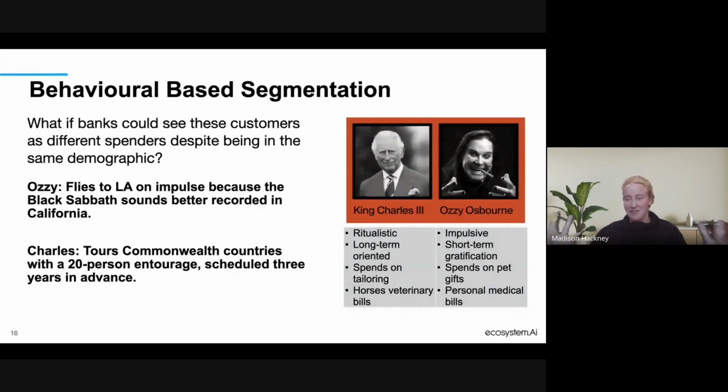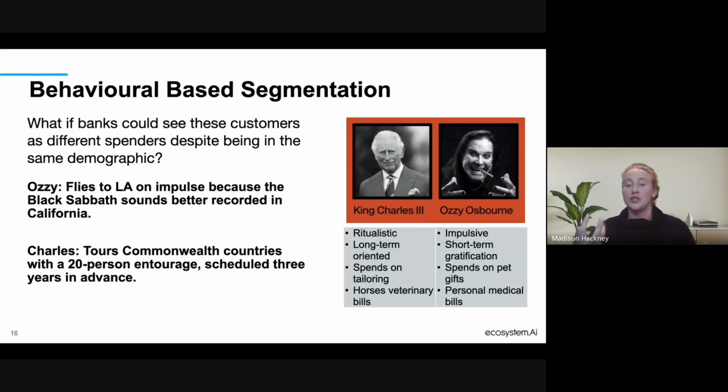We can also then make the assumption that they probably spend their money differently. King Charles may be ritualistic, long-term orientated, and he definitely spends on good tailoring and suits. And he's a big fan of horses, so there's probably a lot of horse veterinary bills. Ozzy, on the other hand, is probably impulsive. He enjoys in-the-moment purchases, short-term gratification. I learned that he had a lot of pets, so he probably spent on pet gifts and things like that, as well as personal medical bills. So as we can see, these are two very different people when we take a look at their behavior.